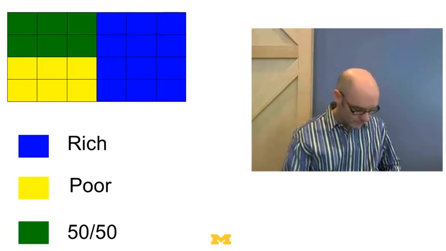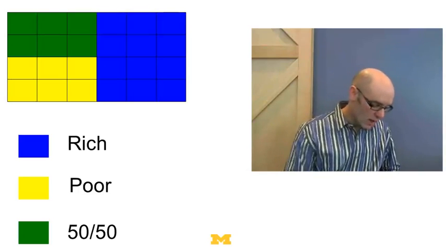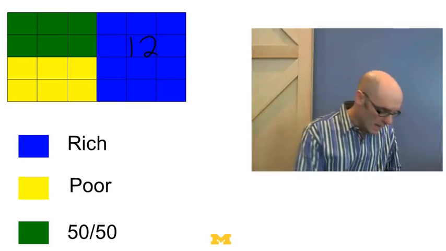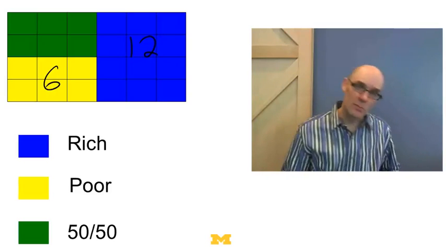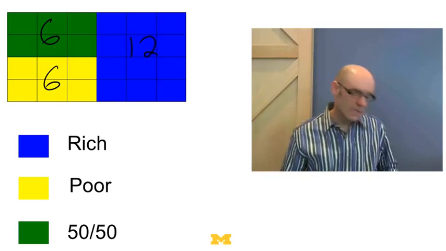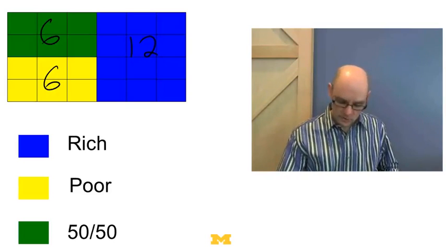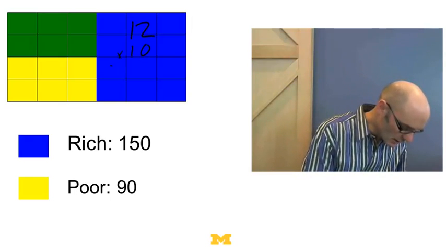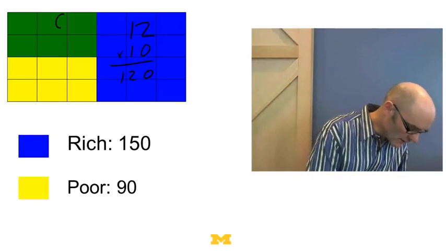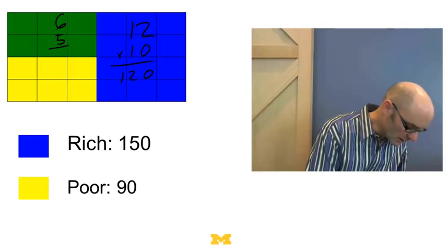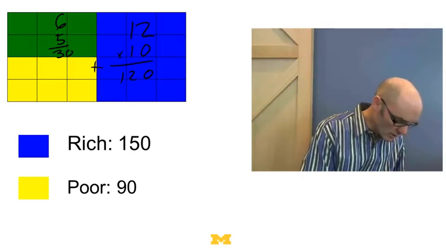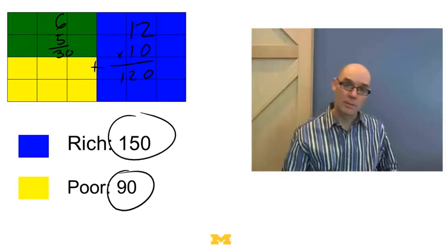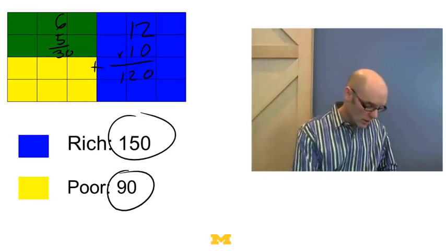All right, so let's start out, and let's suppose that in 12 of these blocks, I put all rich people. And in 6 of these blocks, I put all poor people. And in 6 of these blocks, I put half poor, half rich. So what does that give me total? Well, I've got 12 blocks here, and I've got 10 people per block, so that's 120 rich people here. And I've got 6 blocks here, but there's only 5 rich people per block and 5 poor, so that's 30. So 120 plus 30 equals 150. So I've got 150 rich people, and then I've got 90 poor people. So 240 people total, 150 rich, 90 poor.